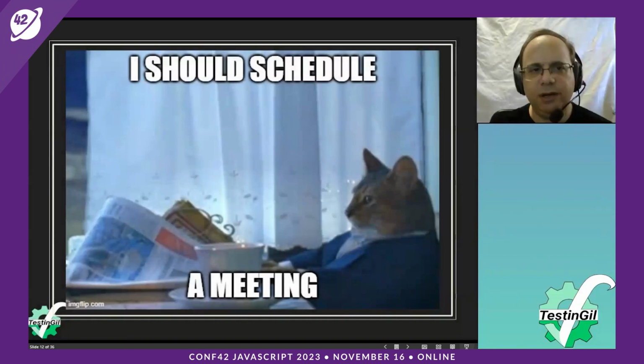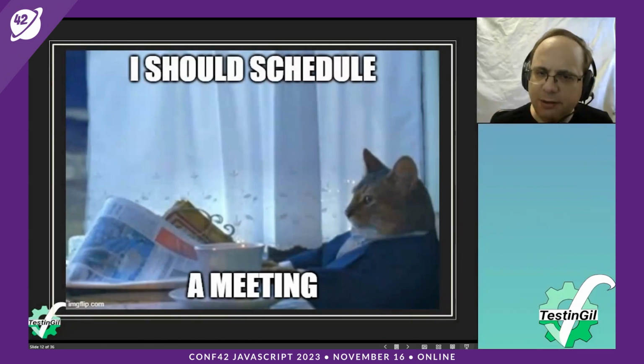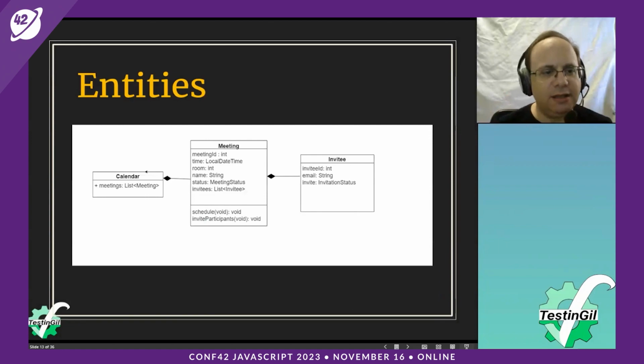Our API is about scheduling a meeting. A single API. Don't want to go all out. It's not a full app. The principles are going to be in there in one single API. The entities that we have are basically a calendar, which contains meetings. Meetings have IDs and time and room and stuff like that. And meetings have invitees, people we're going to invite, which have emails, and they have invitation status. Meetings have meeting status, and they have two methods, schedule and invite participants.